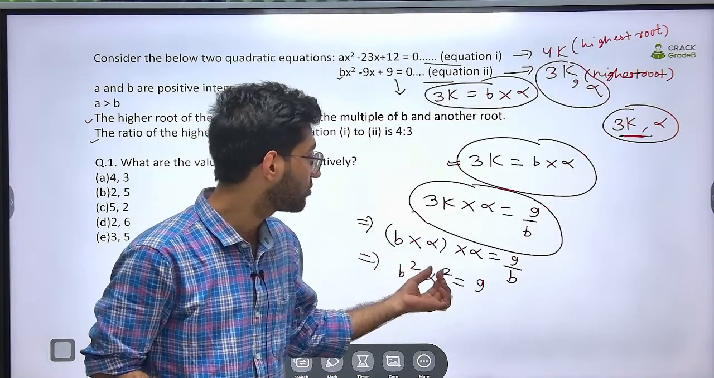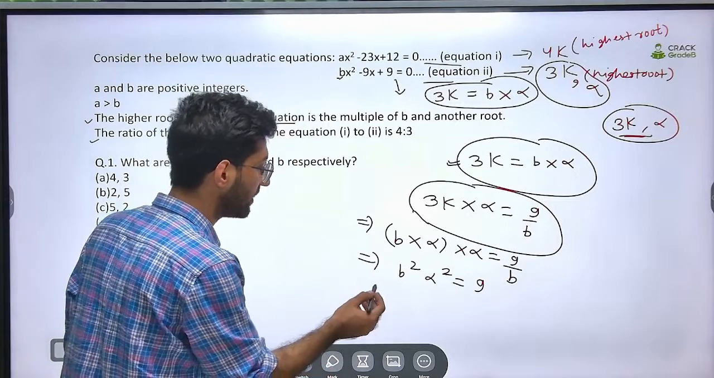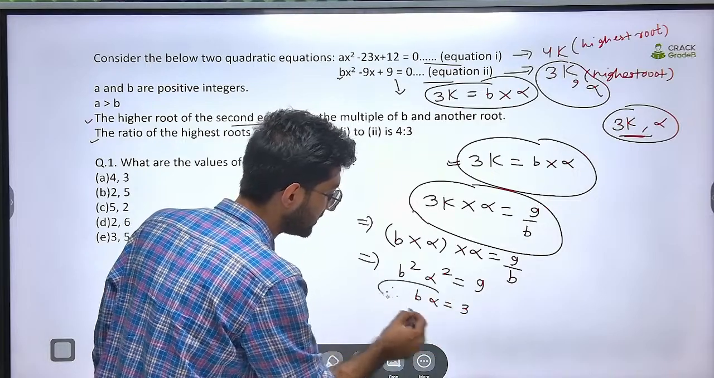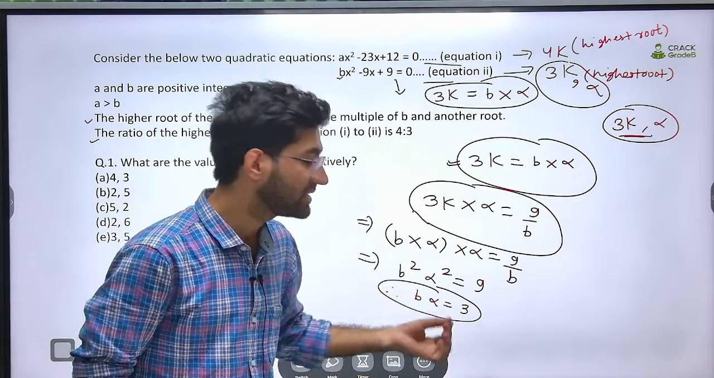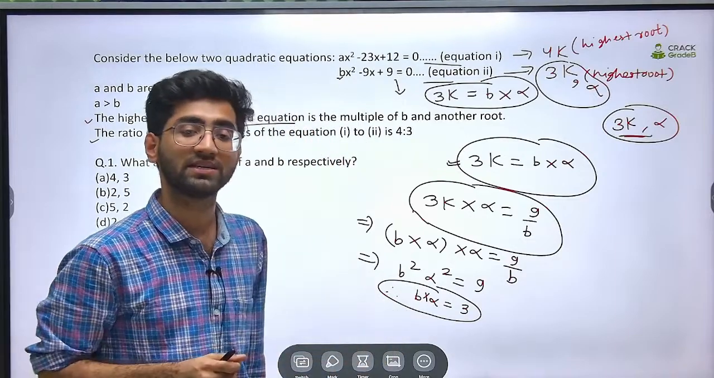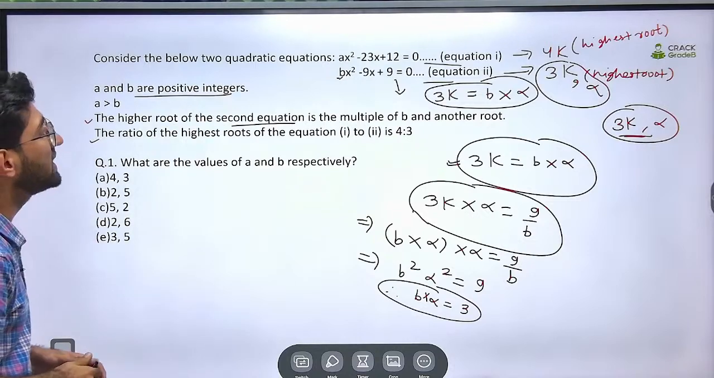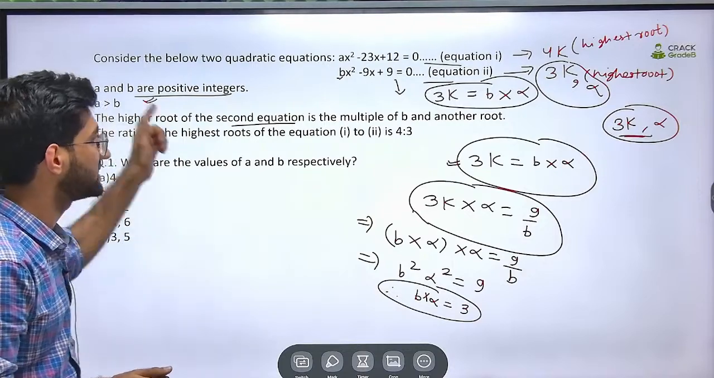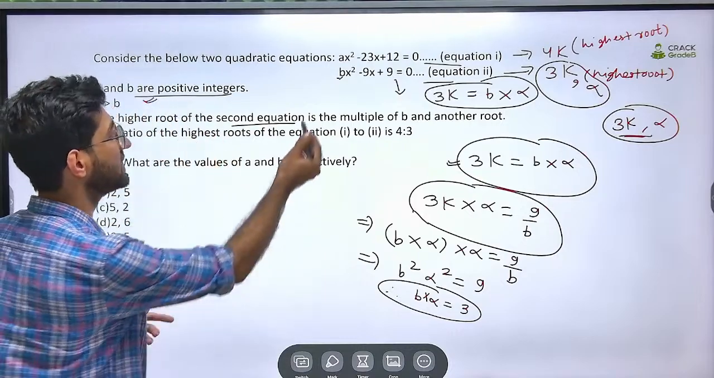So can we take the square root of both sides? Yeah, we can. If you take the square root of both sides, we are getting b into alpha equal to 3. Many of you will think, why can't we say b into alpha is equal to minus 3? Why can't we say that? Remember this line: a and b are positive integers. If it is given that a and b are positive integers, what does it mean? It means that b is a positive integer.